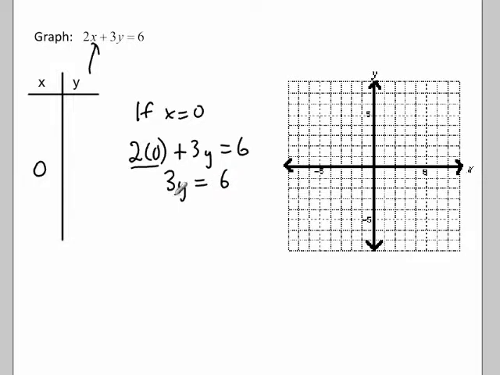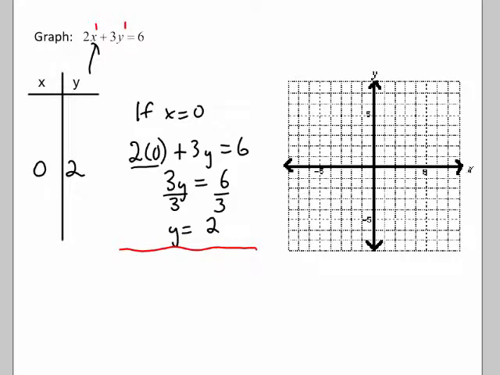And so if 3y equals 6, dividing by 3 means that y is equal to 2. So the condition is that when x is 0, y has to be 2. Alright, there's 1 point on my relation, which by the way I know is linear because it's a first degree equation. So I know that I should get a line, I should get a constant rate of change on both the x and the y in my table of values.